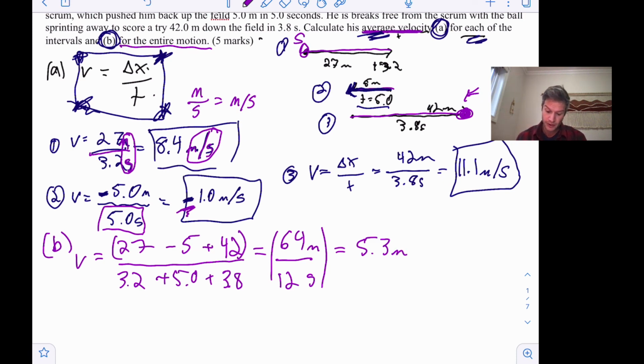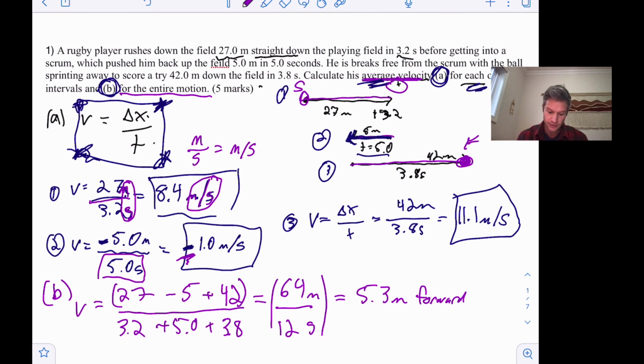And to be really complete, we'd say in the forward direction, right? Because again, we stipulated that positive coincided with a positive direction. If you would have put forward, that's fine. If you would have put straight down and then the negative would have been straight up, that would have been fine as well. Or straight down. Okay, and that's it for that question.